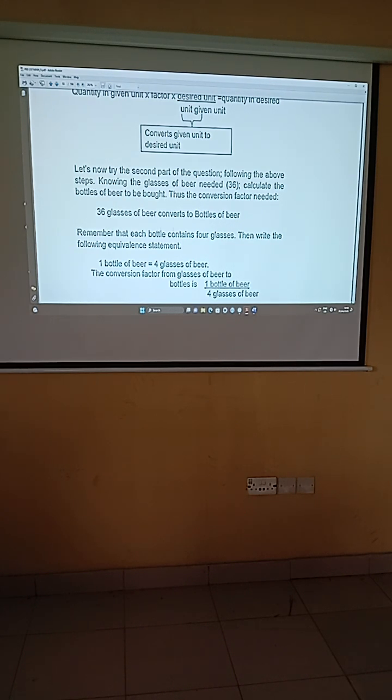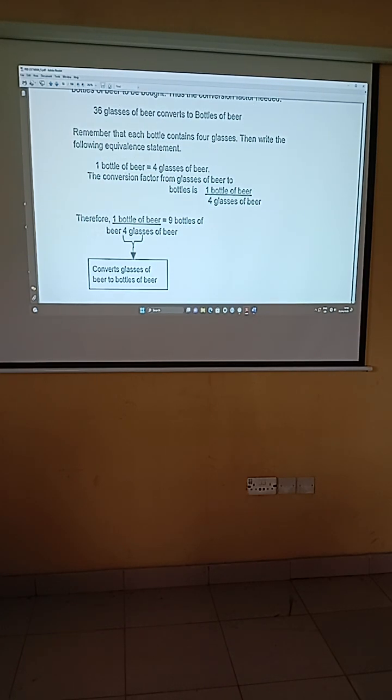So the conversion factor needed is 36 glasses of beer convert to bottles of beer. So remember that each bottle contains 4 glasses, as stated. Then write the following equivalent statement, which is 1 bottle of beer contains 4 glasses of beer.